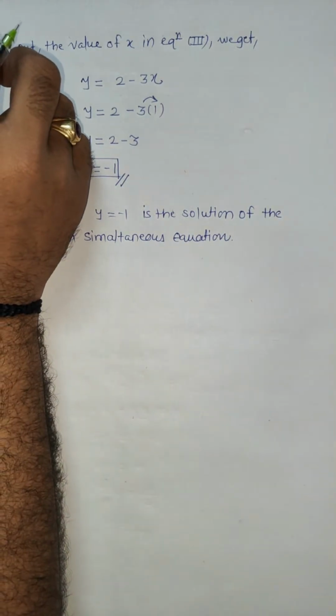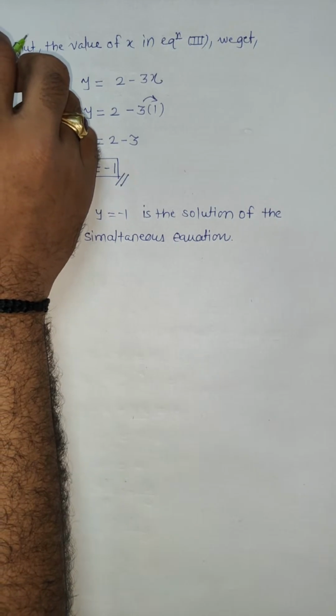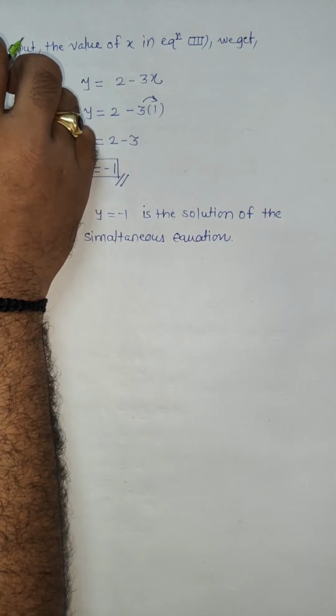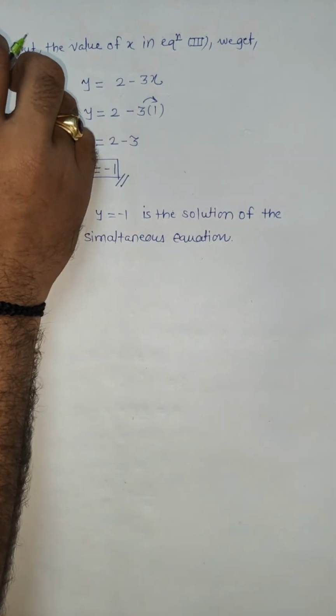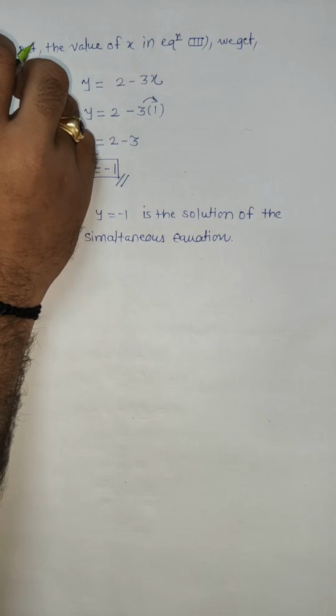Now we have to fill up the box given below to solve the simultaneous linear equations with the help of some activity. It's an activity-based problem, so now we focus on the activity-based problem.